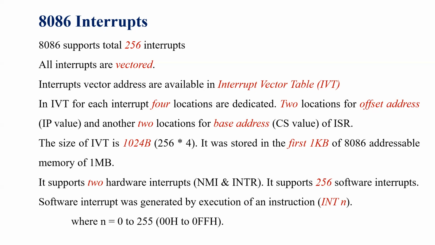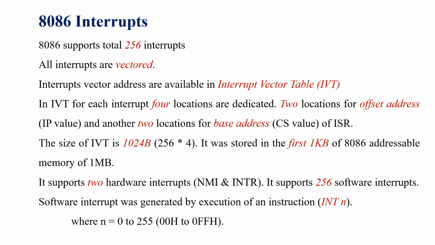And one more thing, our 8086 supports two hardware interrupts. One is NMI and the second one is INTR. By using NMI and INTR only, our processor can receive hardware interrupts from IO devices. At the same time, it also supports 256 software interrupts. We know how a software interrupt can be generated.